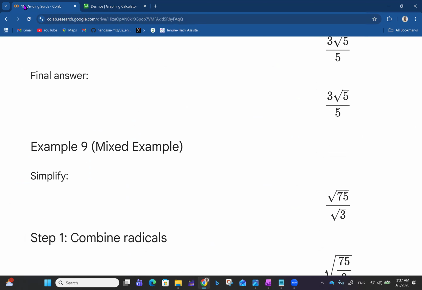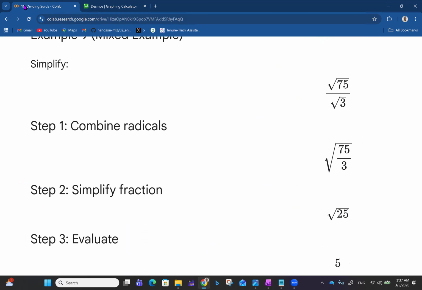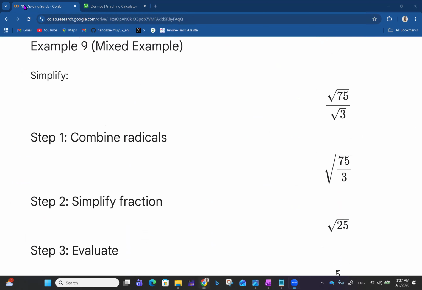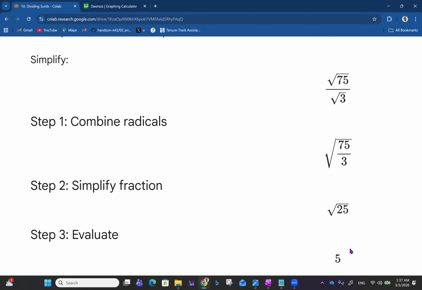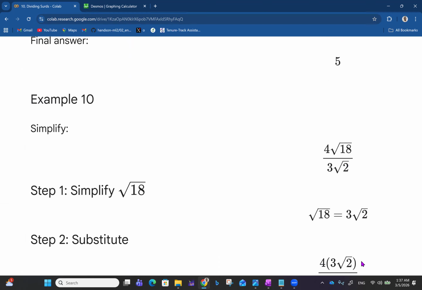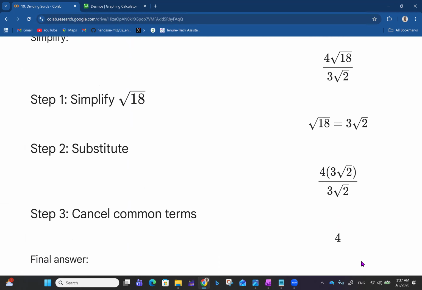So example 9 now, we have a mixed example here. So for this now, we have square root of 75 over square root of 3. So here you can easily divide 75 by 3 and you get square root of 25, which is 5, straight to the point.